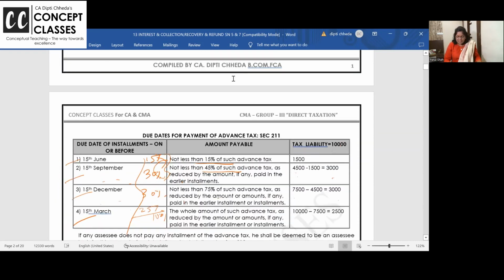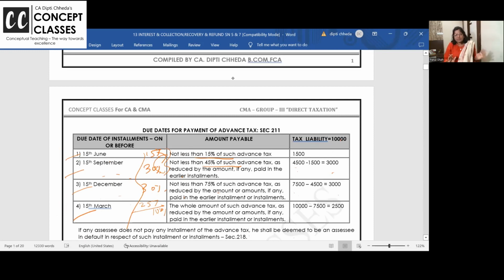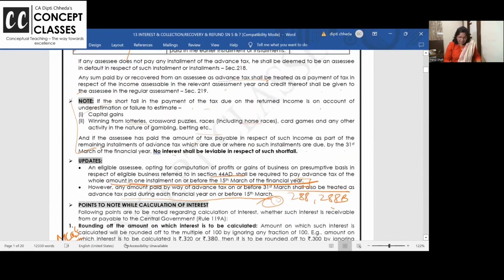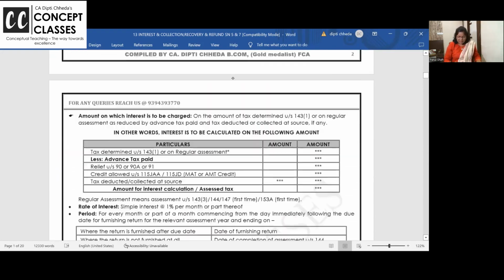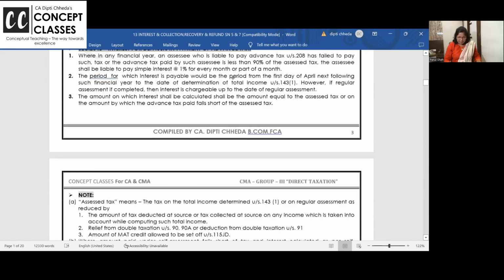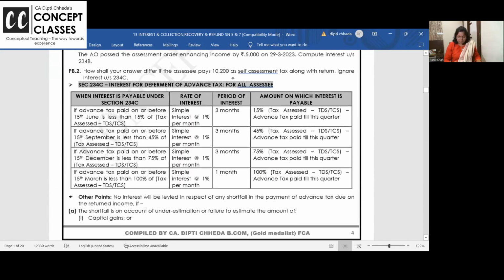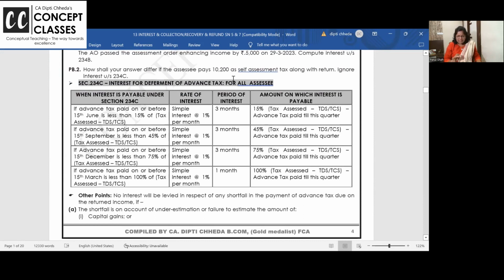Tell me until now any doubt, then I will start with the interest. This was the background that you have to pay the advance tax in 4 installments by 15th of June, 15th of September, 15th of December and 15th of March. If there is a default in installment, park A and B on the side. Directly 234C interest will be charged for default in installment.